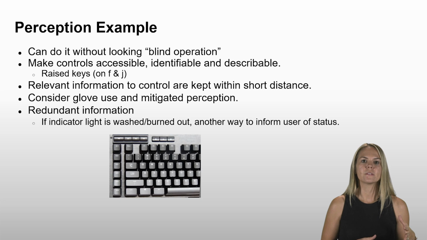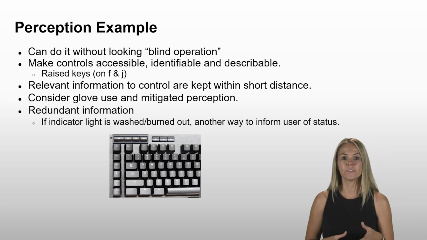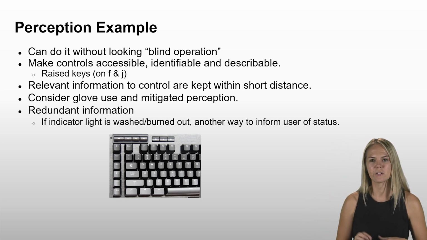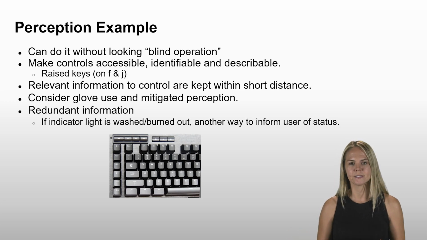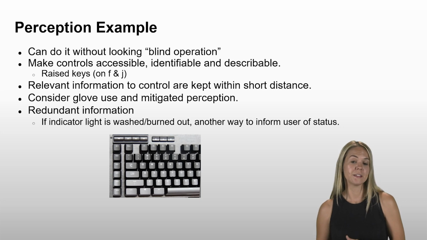Indicator lights are really helpful. We use them all the time on our electronic devices. It tells us the status. So if it's a green light, it's on and ready to go. If it's red, we know that it's off or maybe in standby. Again, red can mean different things.